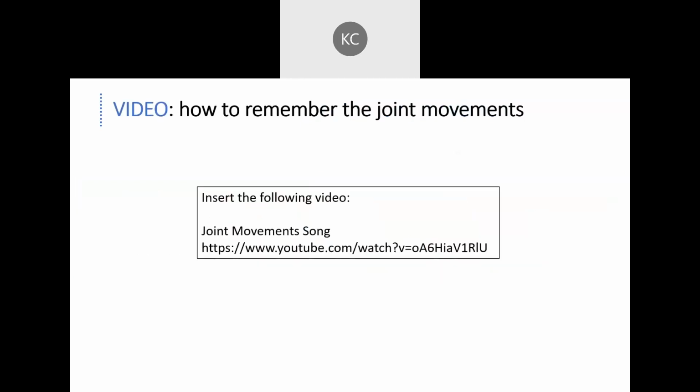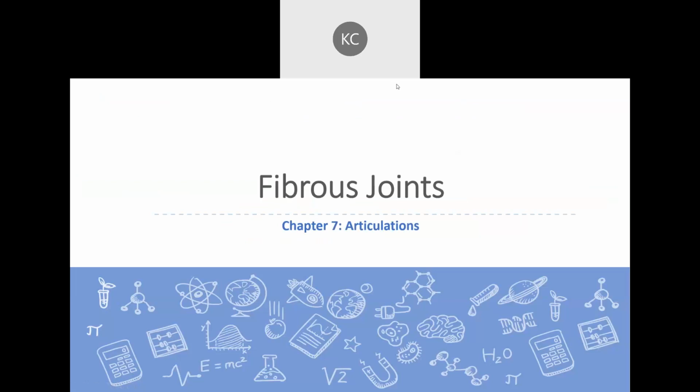Okay. All right. So here's a video that you have access to in your PowerPoint. You can copy this into YouTube and you can watch it, but we're not going to go over it. All right. So we're going to stop here and we'll pick up with the next part by talking about our first type of structural classification of joints, which is fibrous joints.